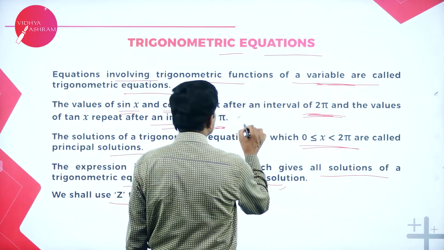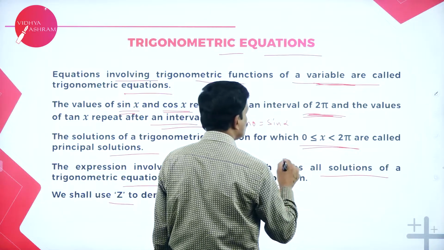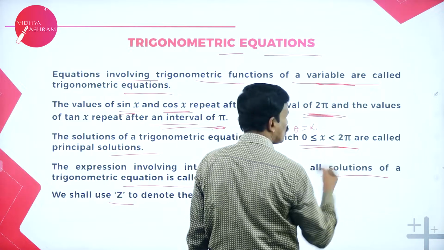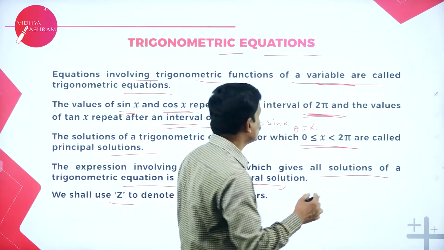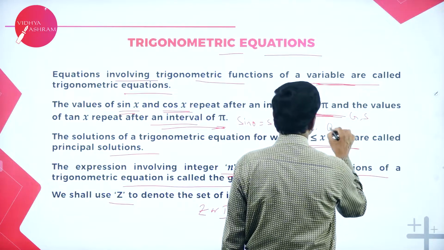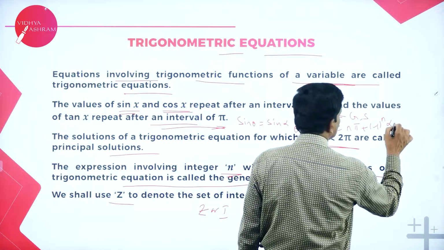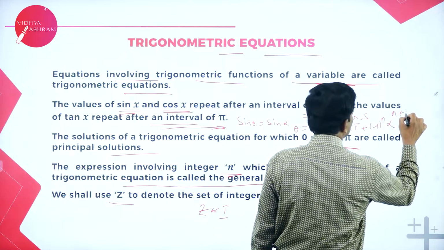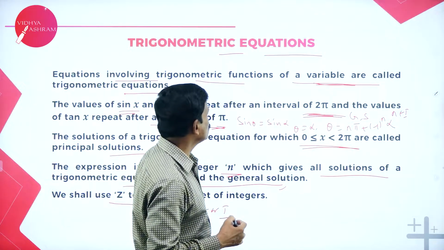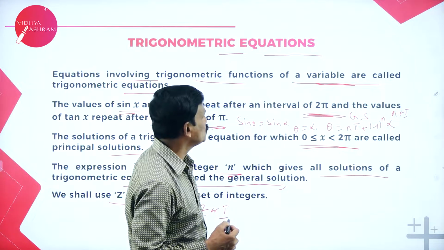If sin theta is equal to sin alpha, then theta is equal to alpha. The general solution for this is theta is equal to n pi plus minus 1 to the power of n into alpha, where n belongs to any integer I or Z. So, the general solution for sin theta is n pi plus minus 1 to the power of n into alpha.